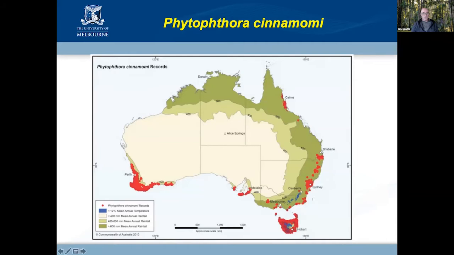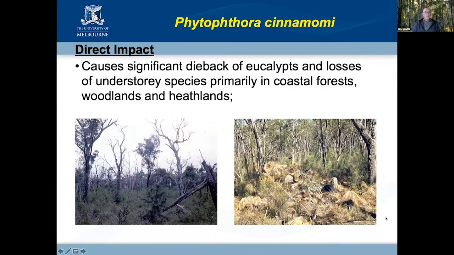It's actually distributed a lot more in Victoria than it's shown in this particular map. It has a direct impact on causing significant diebacks of eucalypts and losses of understory species, primarily in the coastal forest, woodlands and heathlands. And you can see this is the sort of damage you get of grass trees in the Brisbane Ranges, where you get the pathogen invading through the soil, and it's gradually killing off the grass trees as it advances down what we call an advancing front.